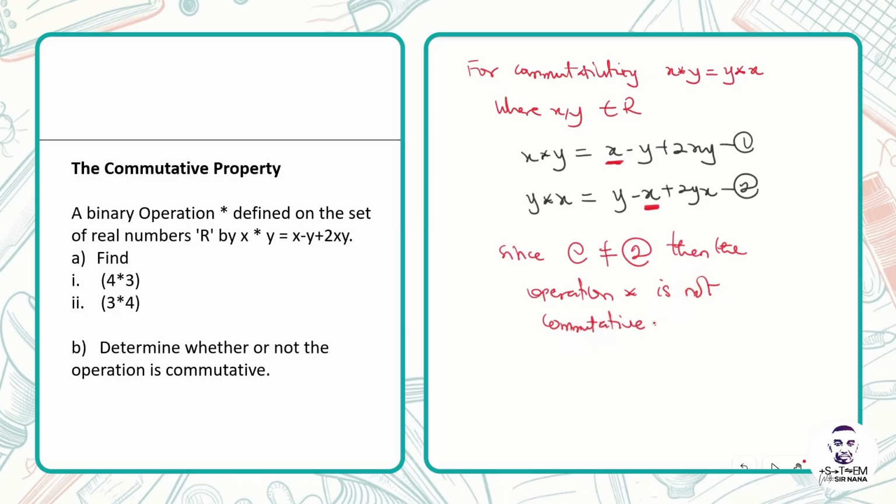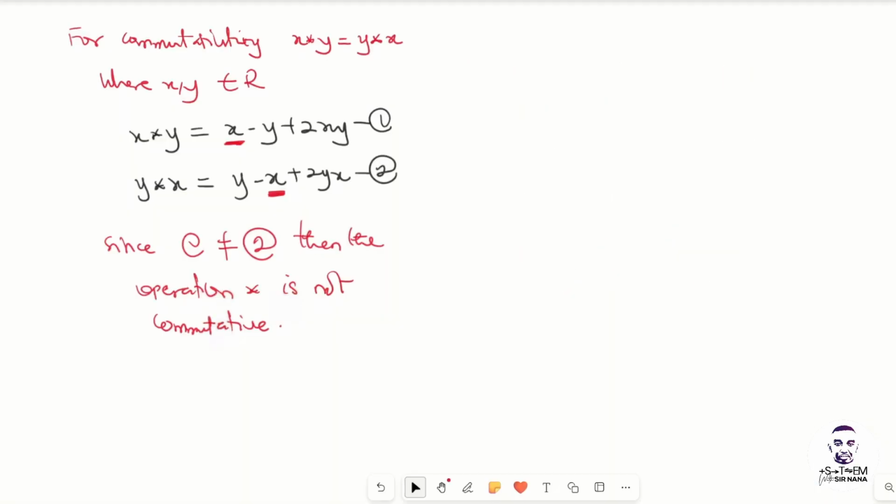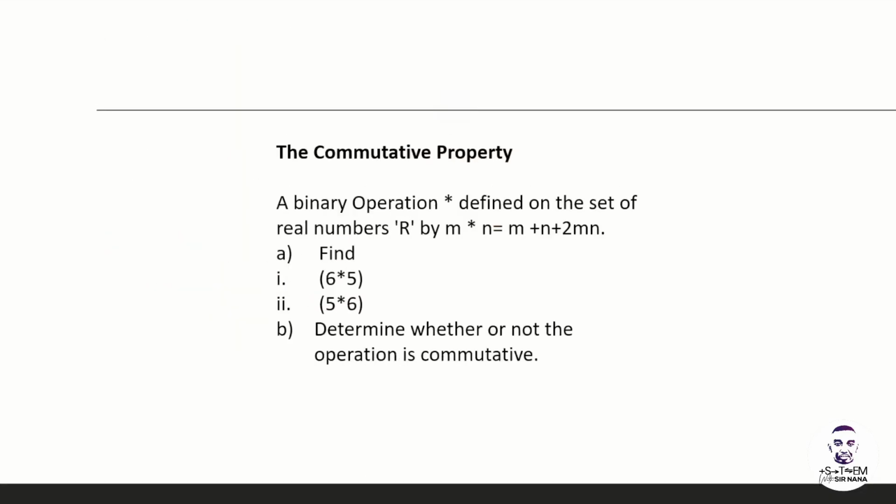So when you are asked to go through the process of determining whether or not an operation is commutative, you must ensure that you use the variables to determine that by taking the first part and taking the second part and then comparing the two. Now let's consider another example.